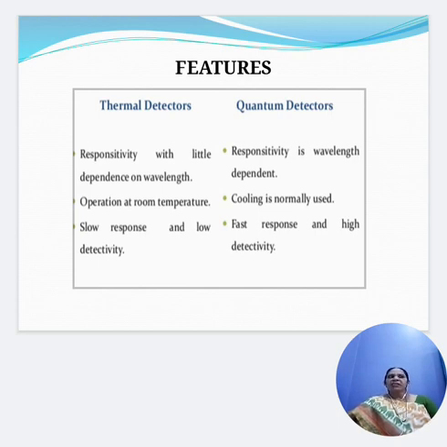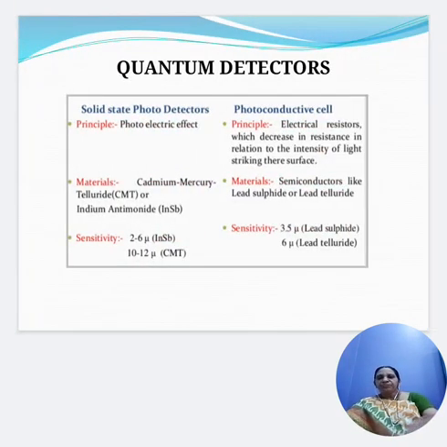So thermal detectors have responsivity with little dependence on wavelength, whereas quantum detector responsivity is wavelength dependent. Thermal detectors operate at room temperature, quantum detectors normally use cooling. Thermal detectors have slow response and low detectivity, whereas quantum detectors have fast response and high detectivity.